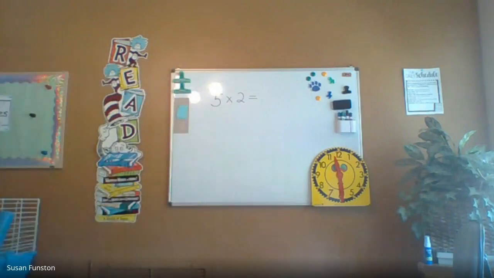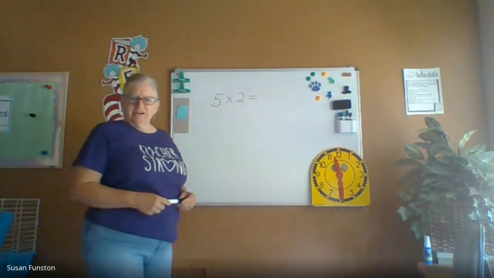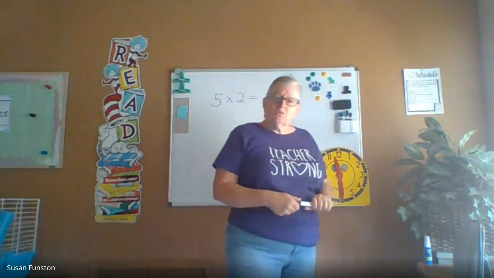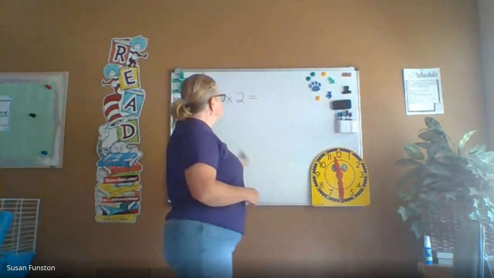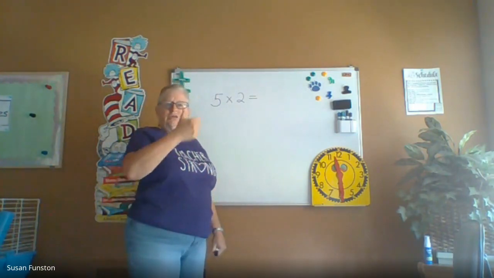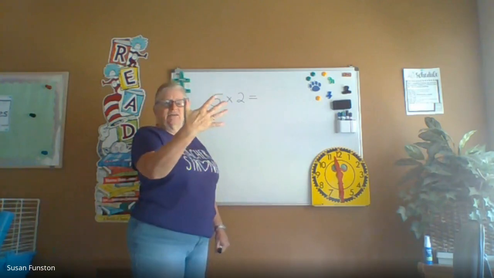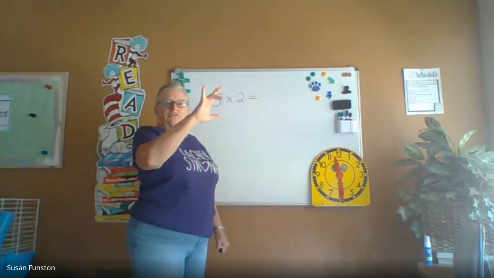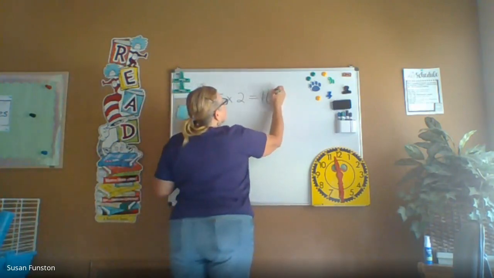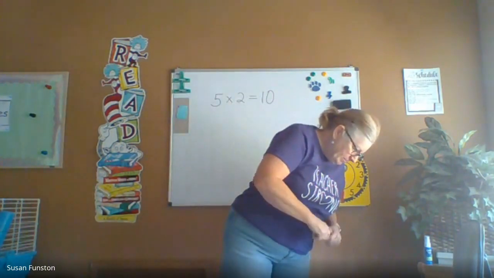Let me turn this off and get a little bit clear. Any better? Hopefully. 5 times 2. Okay, so we can skip count by 2's to find this answer, and we have to skip count 5 times. So we're going to start with 2, 4, 6, 8, 10. So I skip counted 1, 2, 3, 4, 5 times, and I found that my answer was 10. So 5 times 2 is 10.